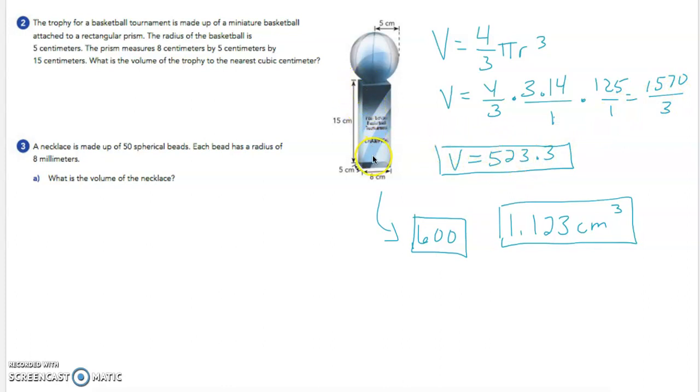Now, to find the volume of a prism, the only thing I have to do is length times width times height. So I just take these numbers and multiply them together. 15 times 5 times 8 is 600. From there, to find the total volume, I just add these two numbers together, and I get a volume of 1,123 centimeters cubed.